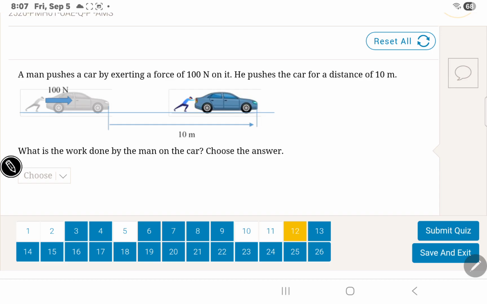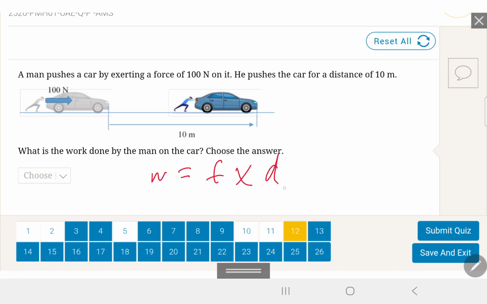A man pushes a car by exerting a force of 100 newtons on it. He pushes the car for a distance of 10 meters. What is the work done by the man on the car? So the work is equal to force times displacement. Work is equal to force, 100 newtons, times displacement, which is 10 meters, giving 1000 joules.